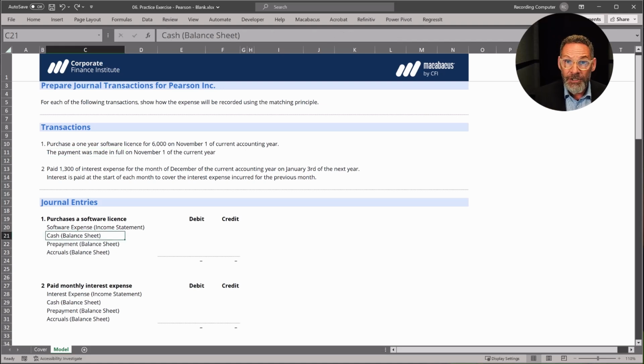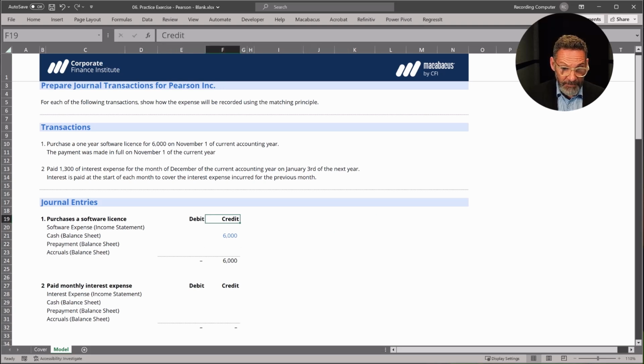Now, cash is going down on November 1st by $6,000. When we decrease an asset, recall that's a credit. Now we have to explain or match the expense to the current year and make sure the expense that isn't related to the current year is recorded as a prepayment. So 6,000 divided by 12 months.